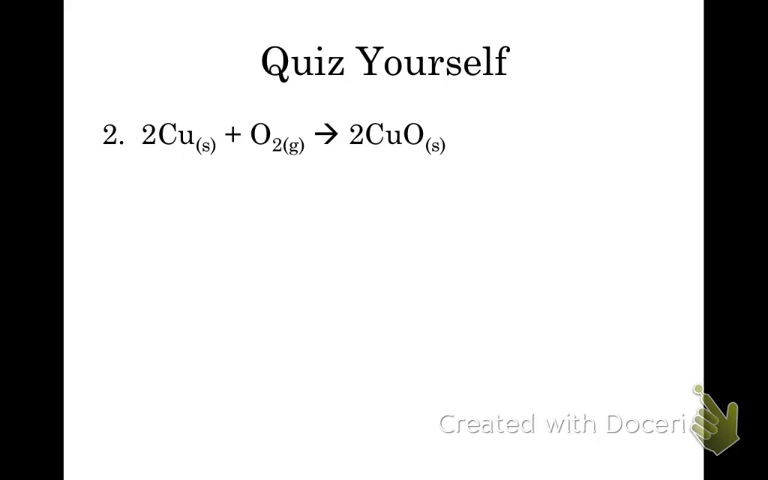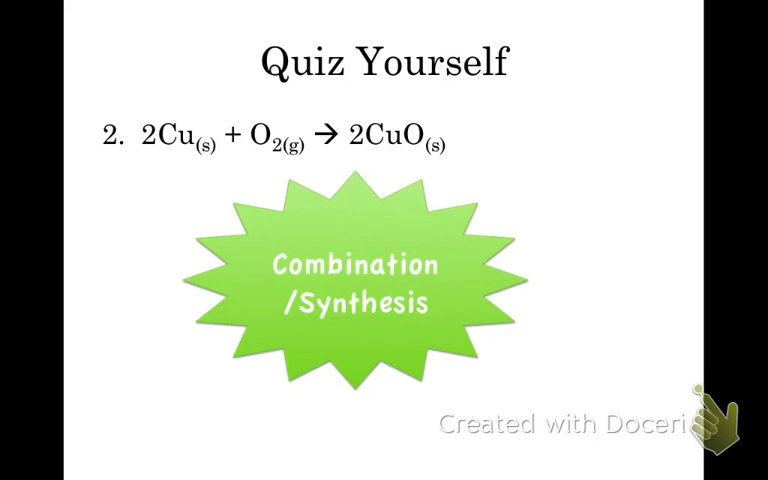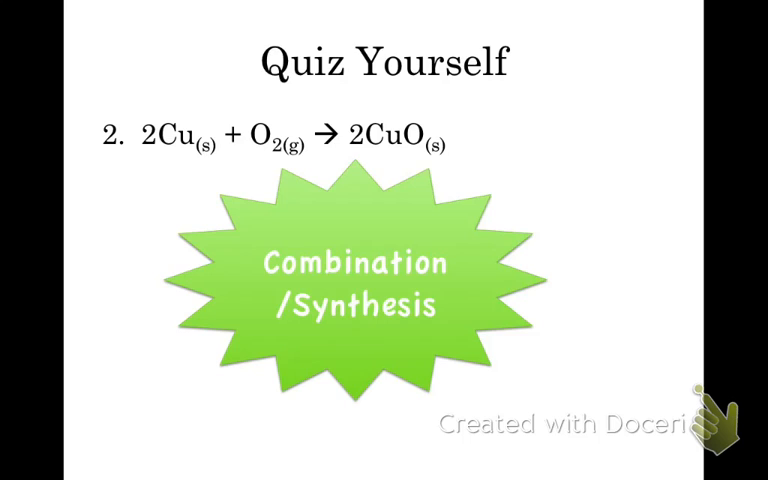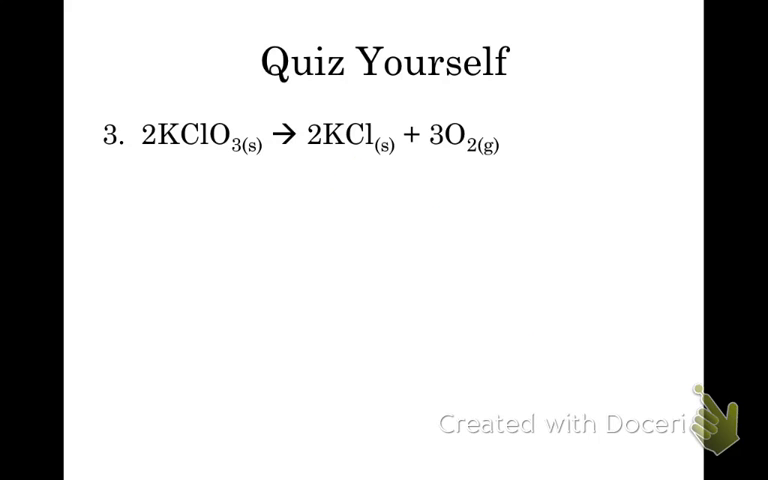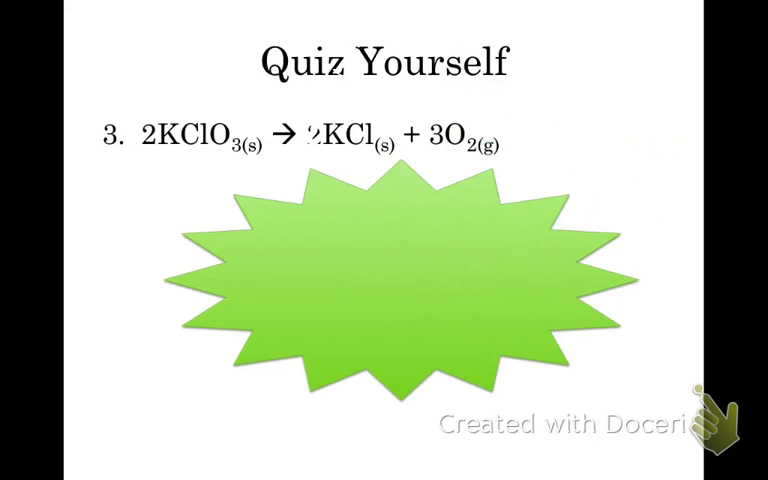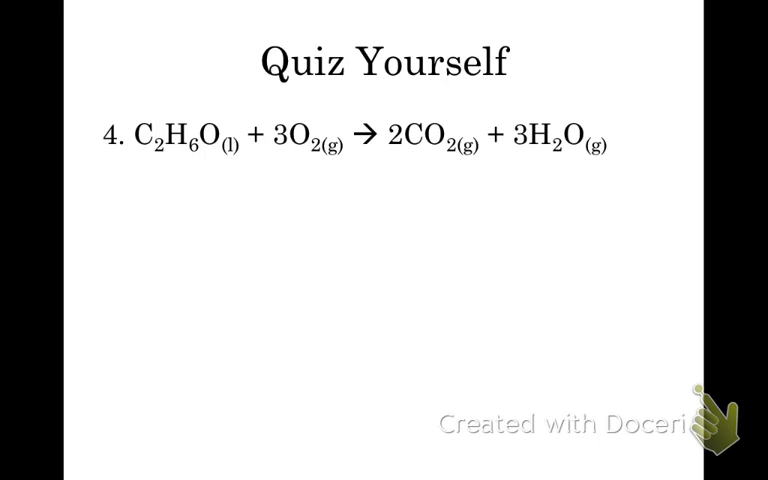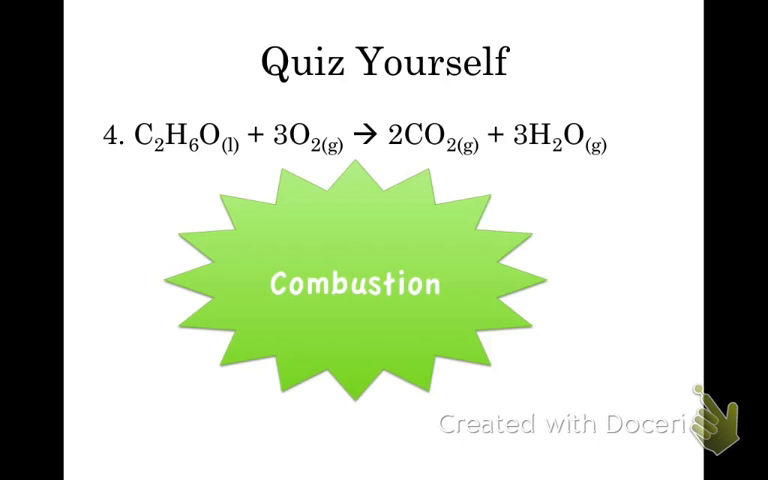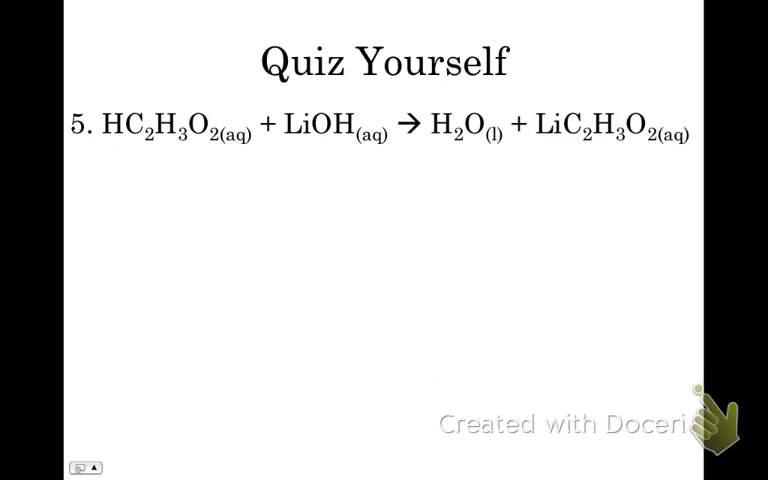Quiz yourself with this one. And this one's a combination or a synthesis. We started out with, in this case, two reactants and just produced one big product at the end. This one ends up being a decomposition. We have potassium chlorate decomposing into potassium chloride and oxygen. So this one is your combustion reaction. You have an organic compound plus oxygen producing CO2 and H2O at the end.